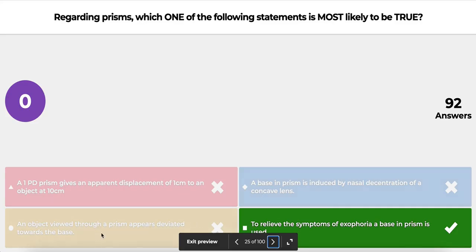An object viewed through the prism appears deviated toward the apex, not the base, and to relieve the symptoms of exophoria, like if you are using a relieving prism, we use a prism with the base against the deviation. So if we have exophoria, we use a base in prism.